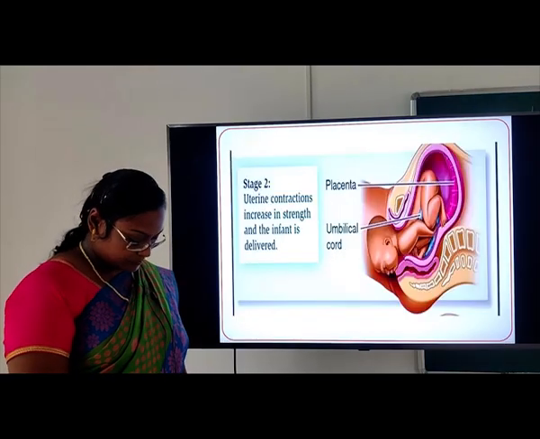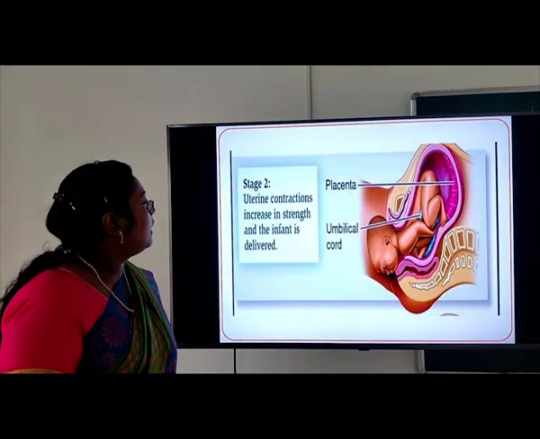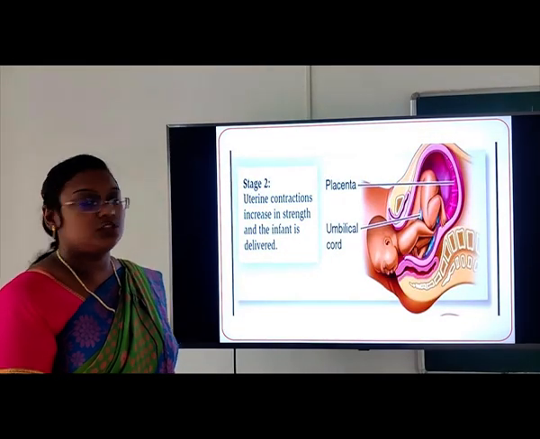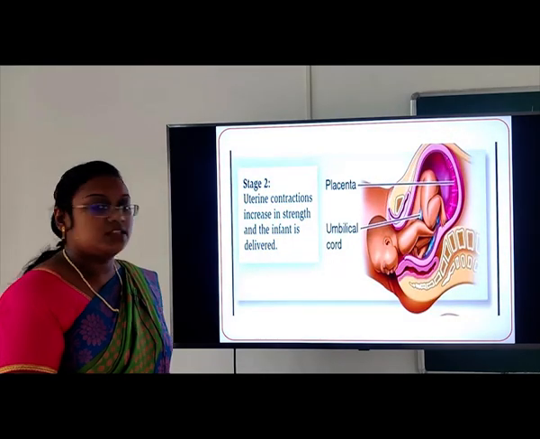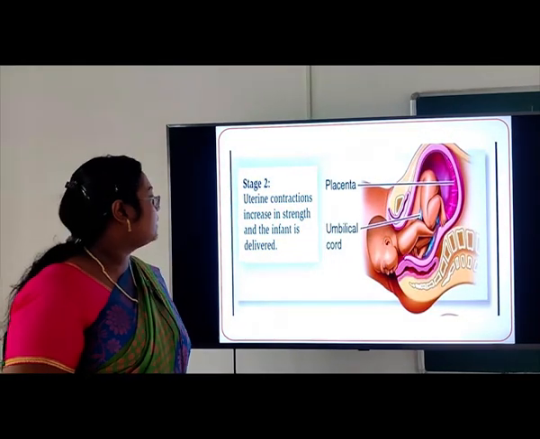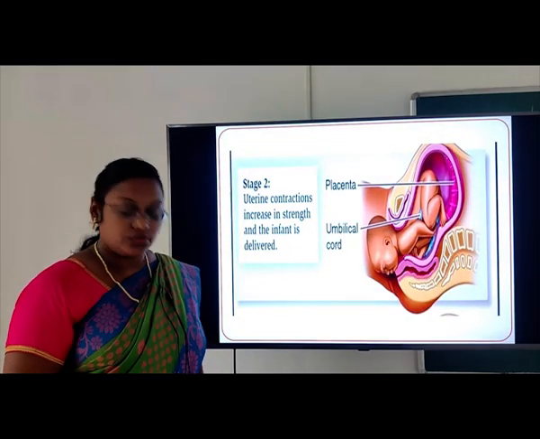Here, see the picture. Apart from uterine contraction, the mother needs to push out the baby through the vagina. Only the baby's head is delivered first and then the trunk. This happens in the second stage of labor.